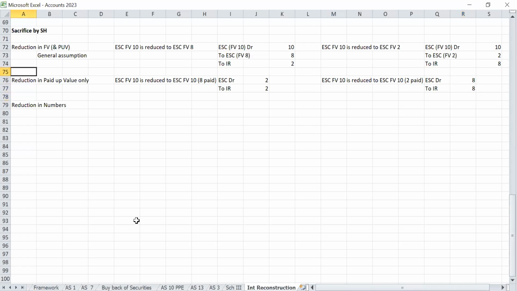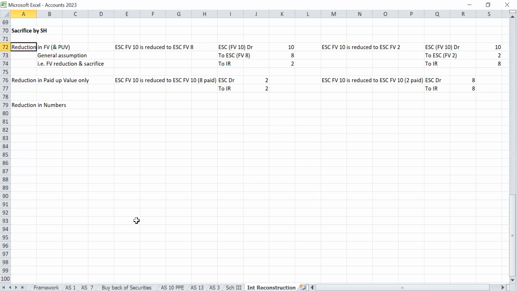Or, for understanding and remembrance: reduction in face value and paid up value will not be written that way. It will be written as just reduction in face value, so reduction in face value implies that face value and paid up value both are reduced. Here we have to account for the face value reduction and the sacrifice. Both I have to account.